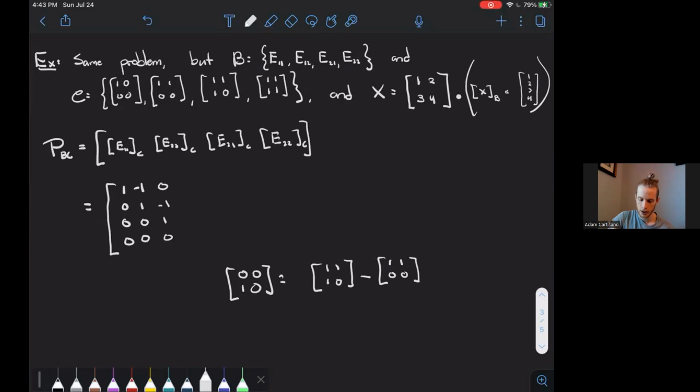And the last one, how do you get a 1 in the bottom position? 0, 0, 0, 1. Start with 1s in all 4 positions and subtract the other 3. So 0, 0, -1, 1. That is PBC.